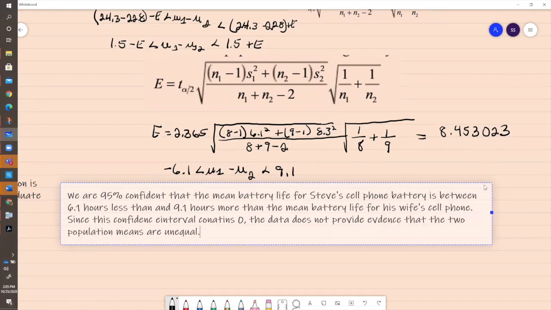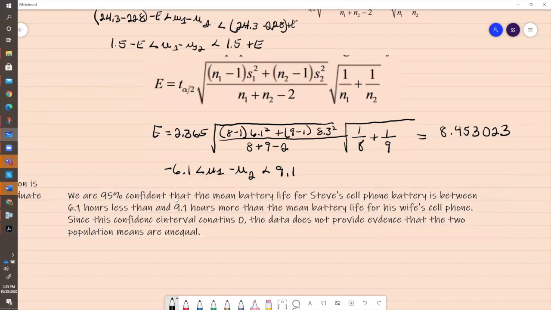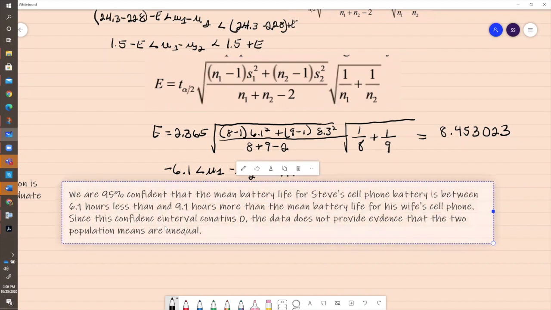So we are 95% confident that if we did this over and over again for their cell phones, that Steve's cell phone battery is between 6.1 hours less than and 9.0 hours more than the battery life for his wife's cell phone. However, since 0 is in there and we don't know, the two means could be equal. So since zero is in our confidence interval, then this data does not provide any evidence that the two population means are unequal. Hopefully that makes sense.